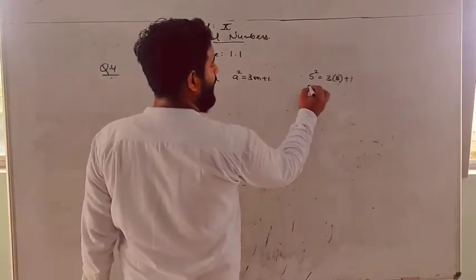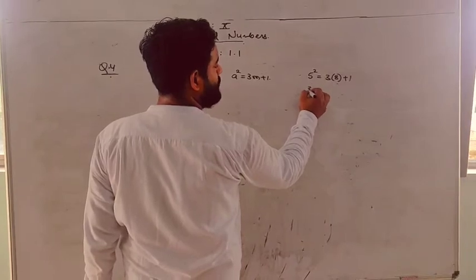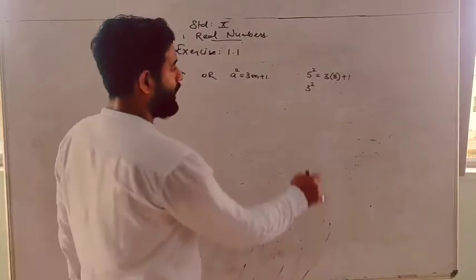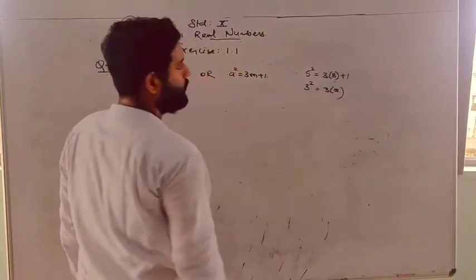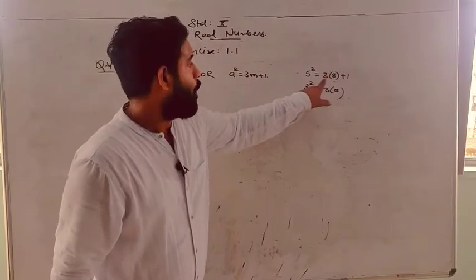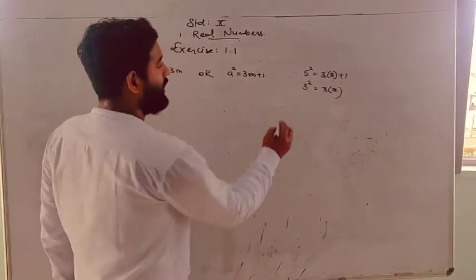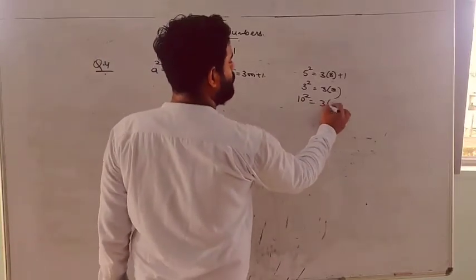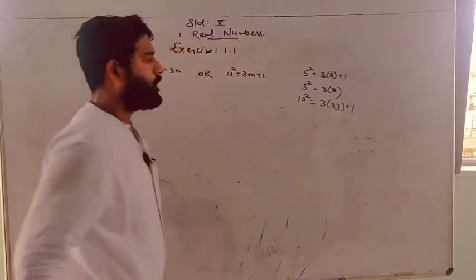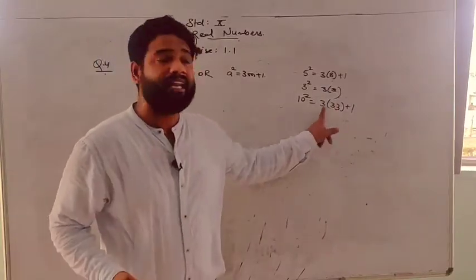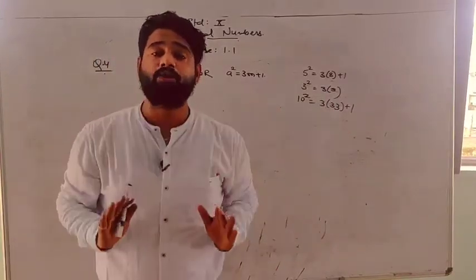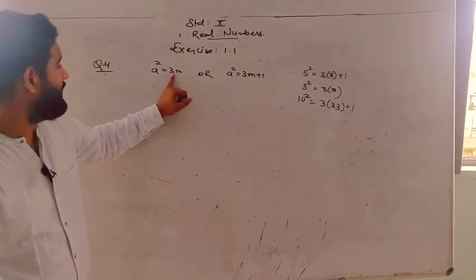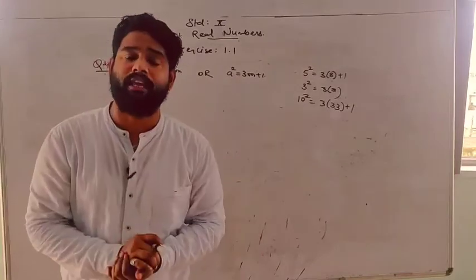Similarly, if I write 3 square, again a square of a number, what is the answer? 9. So can I write 3 into 3? 3 into 3, that is 3m. Suppose 10 square is 100, right? So can I write 3 into 33 plus 1? 33 into 3 is 99, 99 plus 1 is 100. Meaning to say that the square of any number can be represented either in the form of 3m or in the form of 3m plus 1.